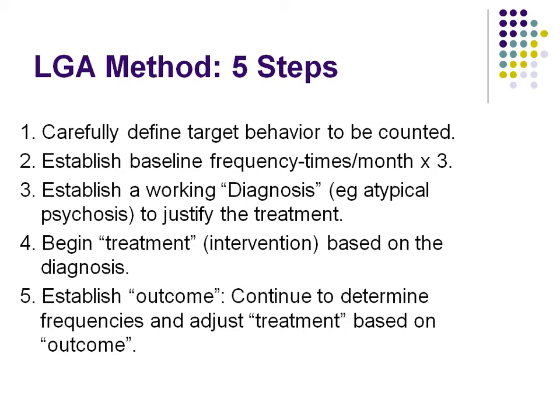The second step is to establish a baseline frequency. Now all behaviors fluctuate. Some months it'll be higher than others. Behaviors tend to go up and down. Behaviors are very complex phenomena, and there are probably many internal and external factors which influence it. Mood, self-injurious behavior may be very frequent one month, and the next month not so bad.